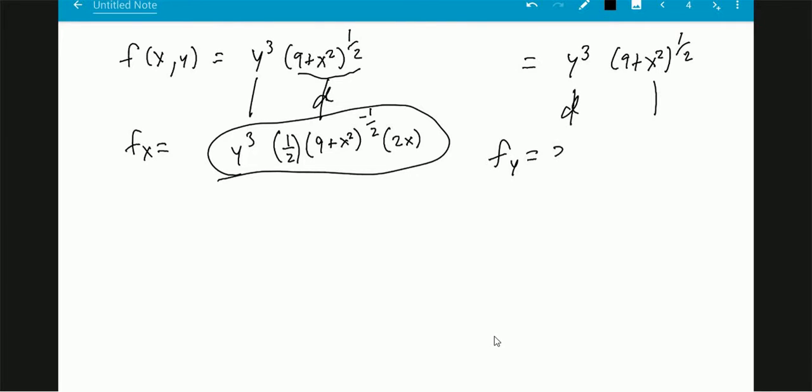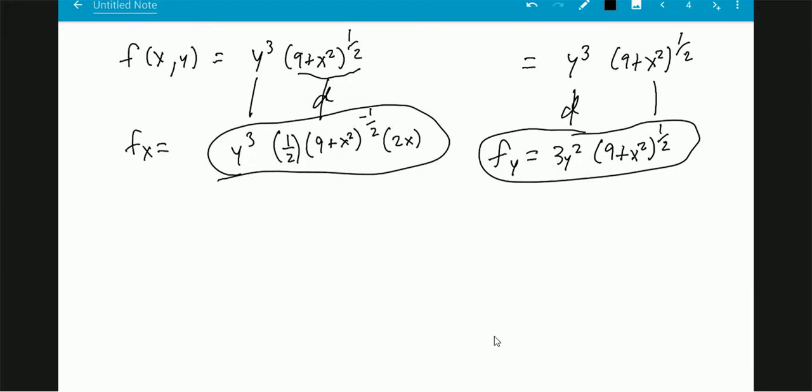Derivative of y cubed is 3y squared. This other term doesn't have y in it. I'm just going to bring it down. And done. So that one's real simple. Just derivative of y cubed basically.